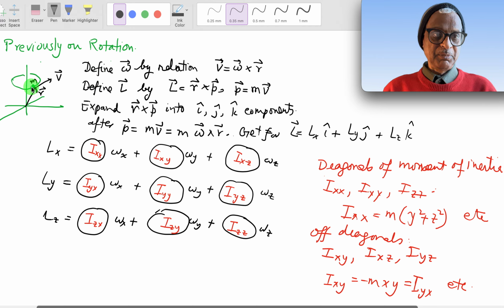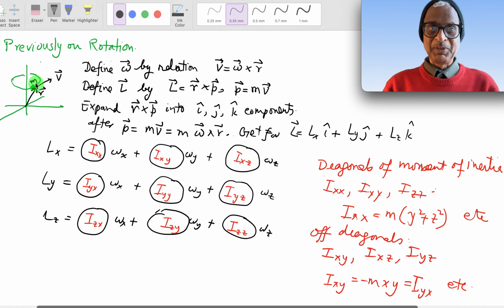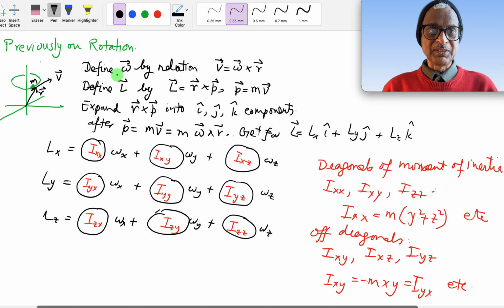So if you have a point mass that could be moving in a circle like that, we use this example to define a quantity called angular velocity. So this one you probably know. This is the angular velocity vector, and here this vector will point in that direction.